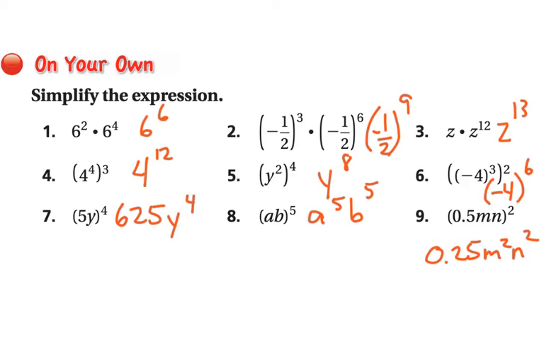Number 6 was negative 4 to the 6th power. Number 7 was 625 y to the 4th power. Number 8 is a to the 5th power, b to the 5th power. And last but not least, number 9 is 0.25 m squared n squared. And that should be all there is to it.